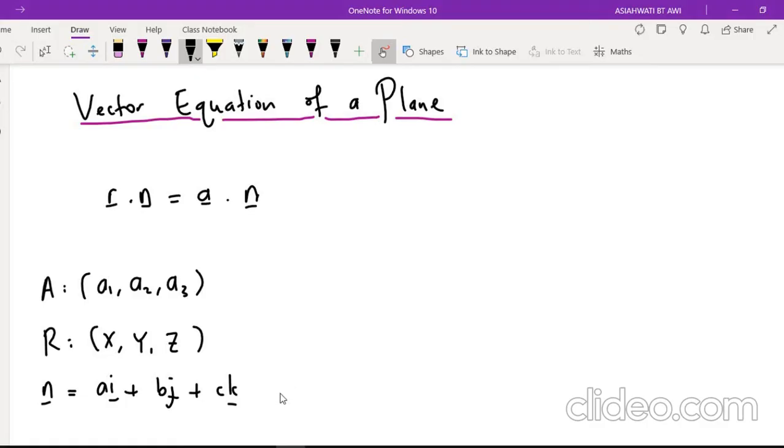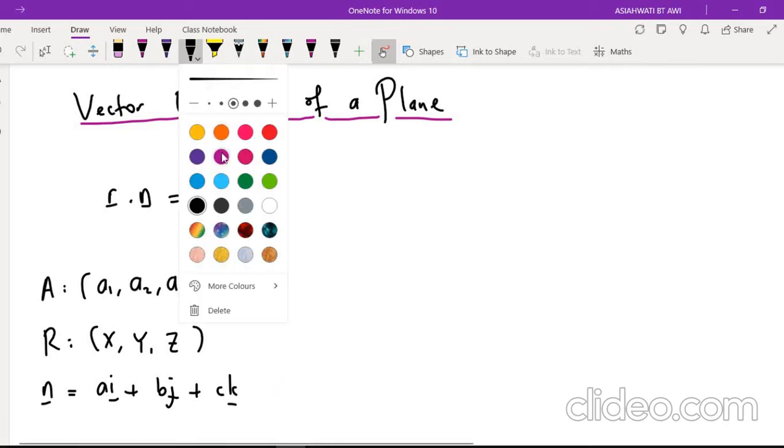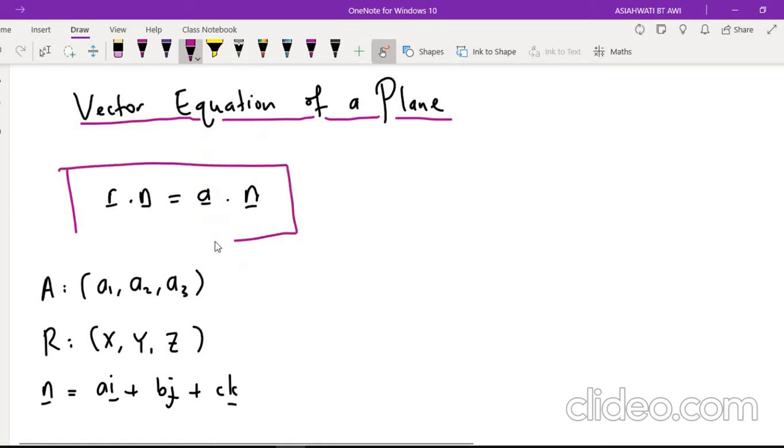In this video, we are going to learn the vector equation of a plane. For the vector equation of a plane, the first thing you have to know is the formula. This is the formula: r dot n equals a dot n.